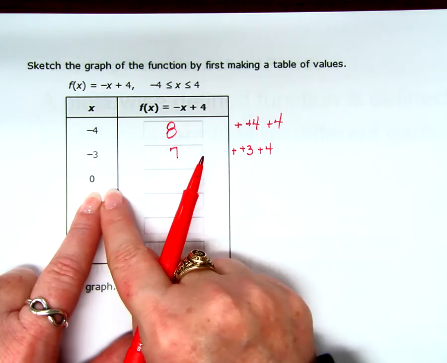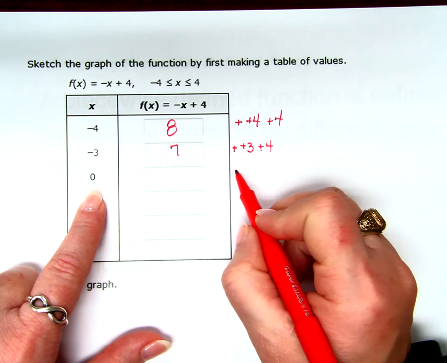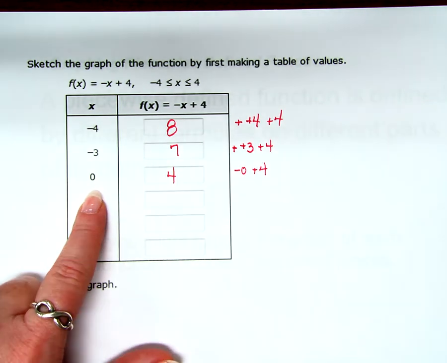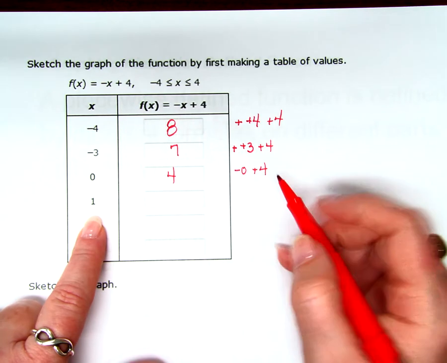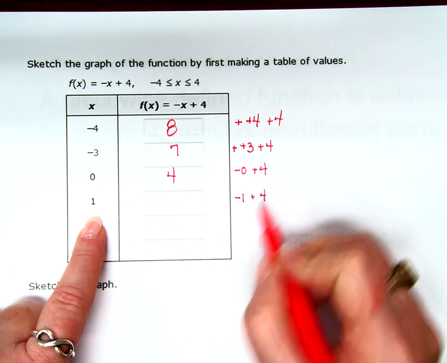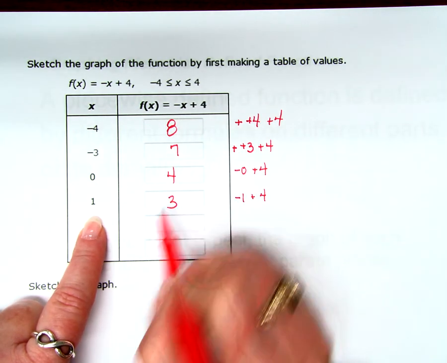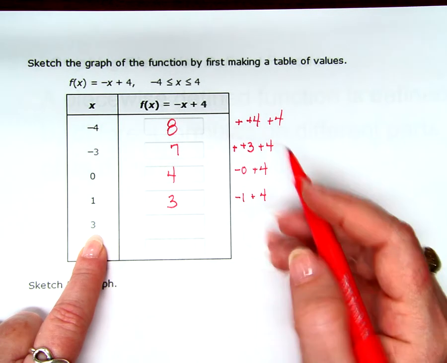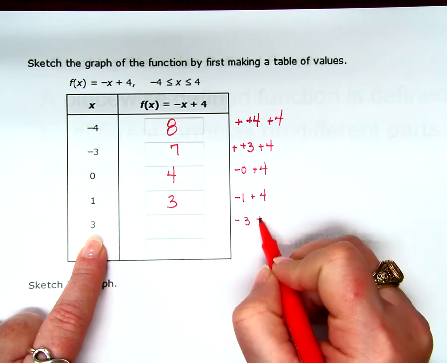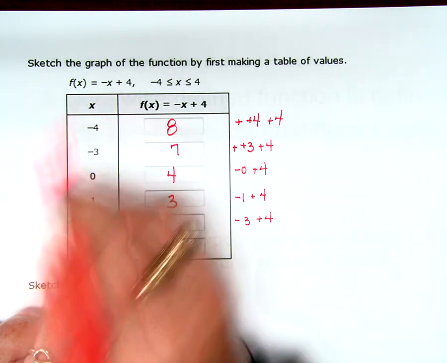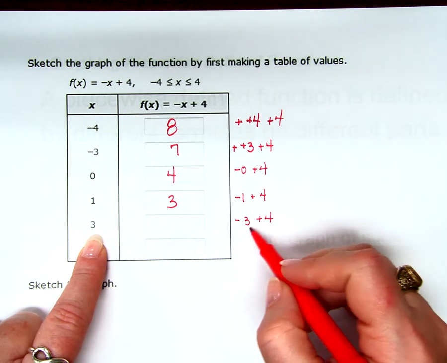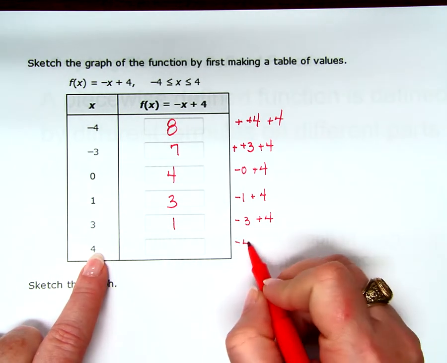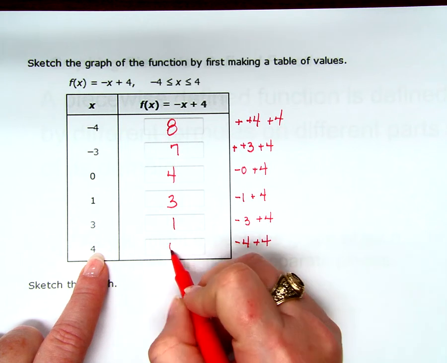Okay. What if it's 0? If x is 0, -0, it's just 4. Okay. What if it's 1? -1 plus 4. Well, -1 plus 4 is 3. If x is 3, I get -3 plus 4 because of the negative that's built into the problem. Okay. -3 plus 4 is 1. And 4, -4 plus 4, well, that's 0.